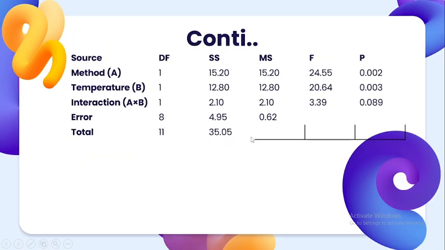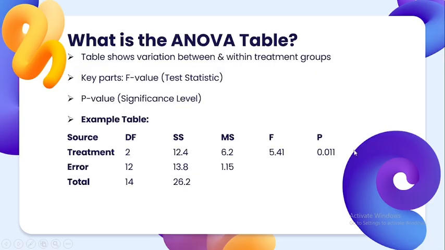So in simple words, if I talk about the F and P value, F value shows how much error is there in your data, and P value shows how significant is your data, or we can say how significantly the data differ from each other.